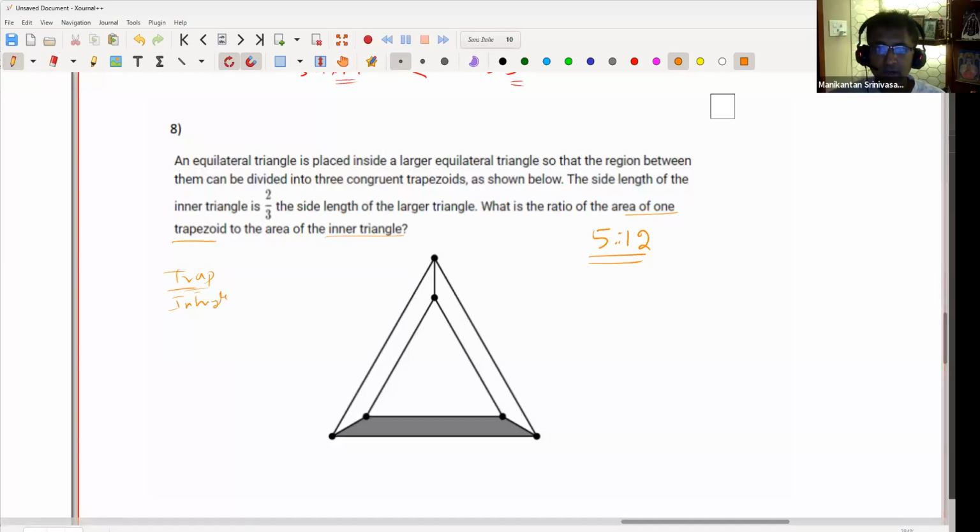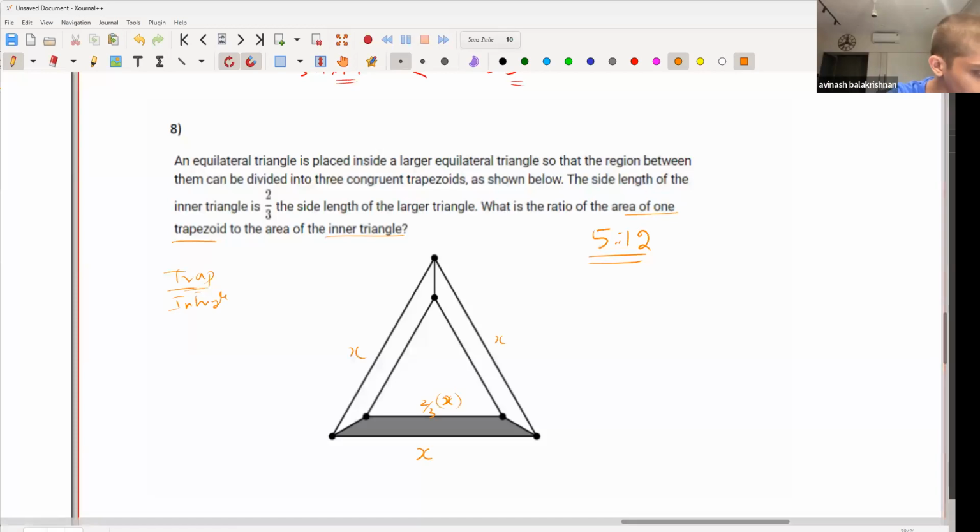Okay, Avinash, why don't you explain? What did you do to get this? So I first did the area of the triangle using Heron's formula. It's equilateral, so I took each side of the big triangle as x. The inner triangle's side is 2 by 3 x. So for the area of the inner triangle, the semi-perimeter of the inner triangle will be x.